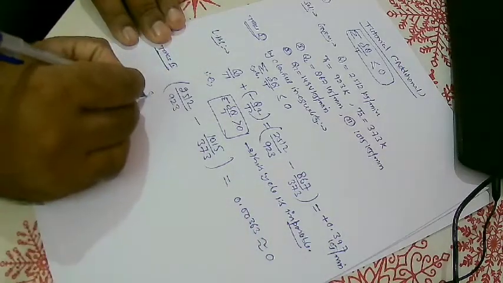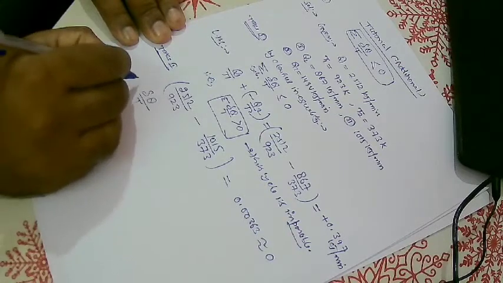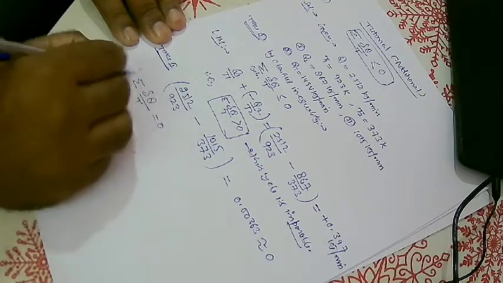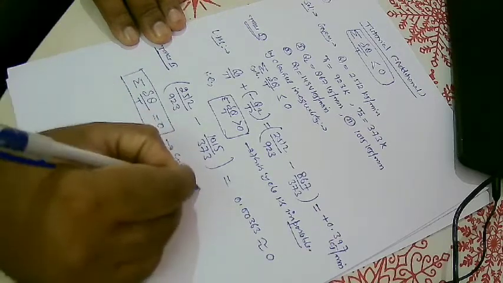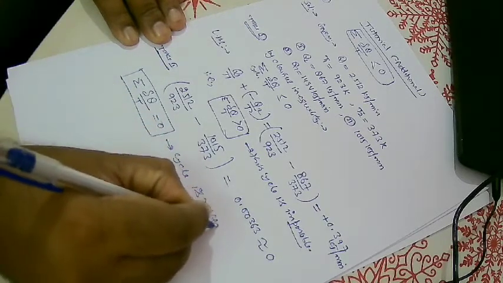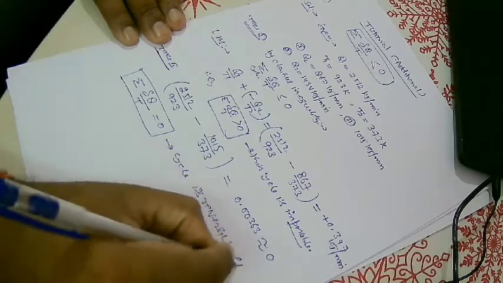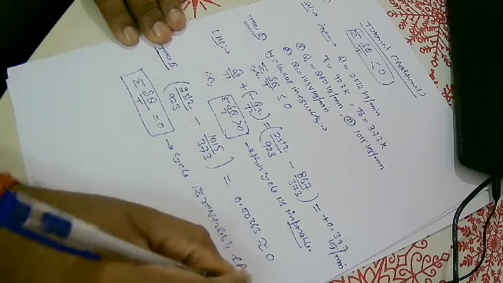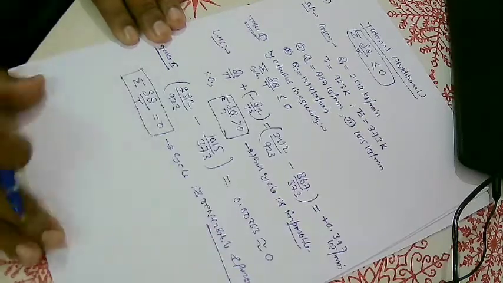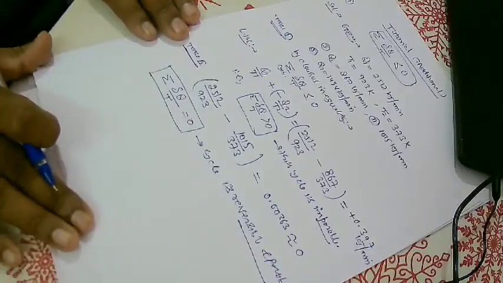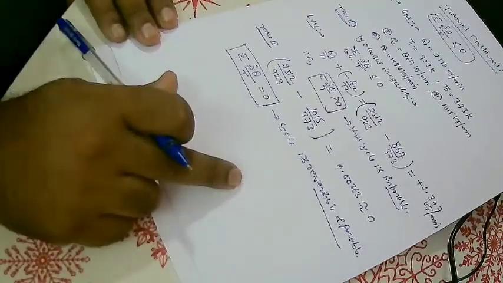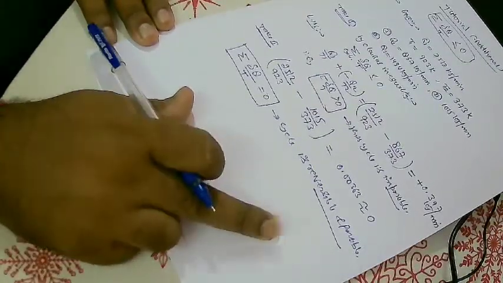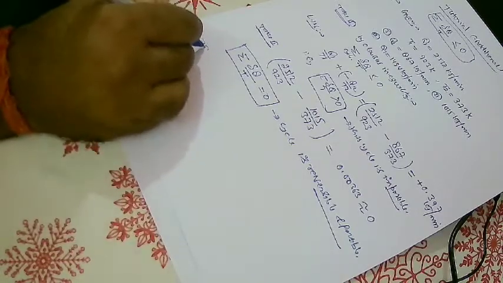So in this case, the algebraic summation is becoming equal to 0. What does this mean? The cycle is reversible and possible. So it is a possible reversible cycle. In the second case, the cycle is reversible and possible. Take the third case.